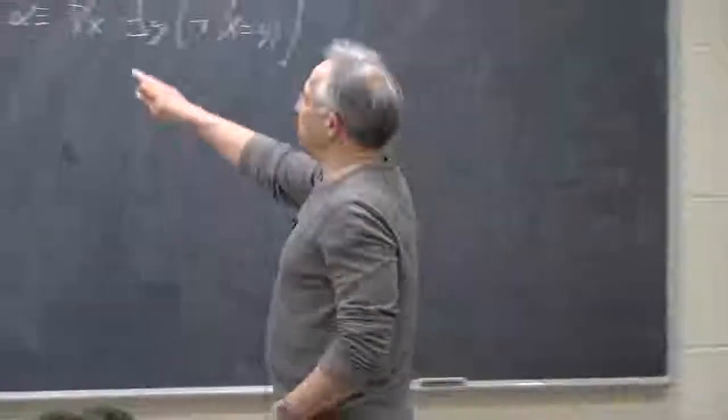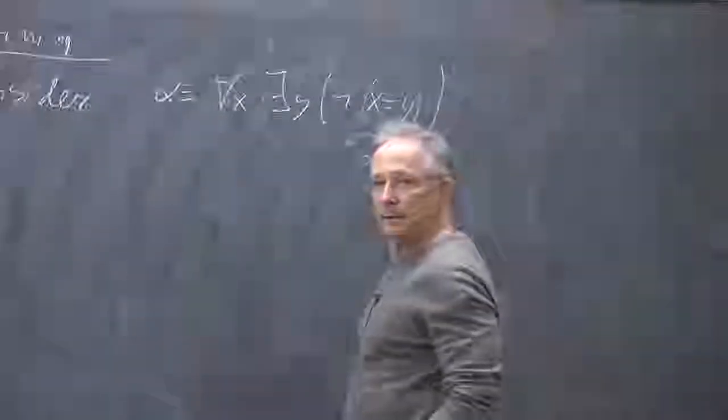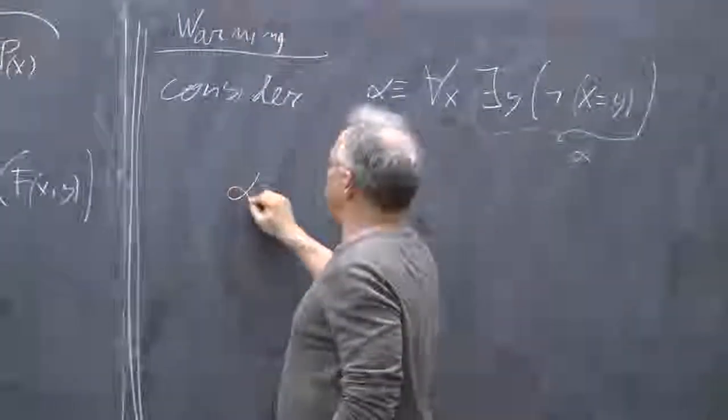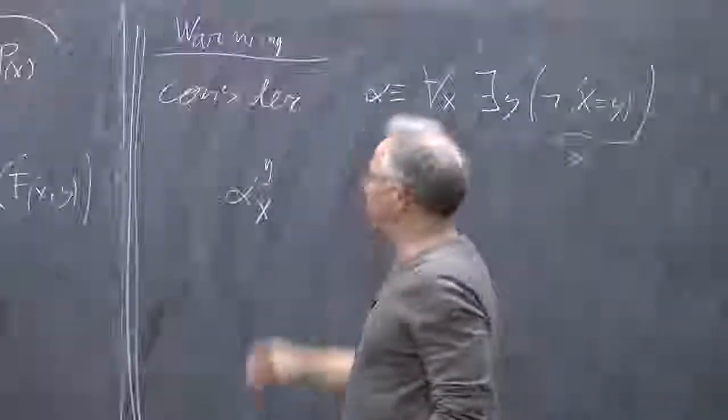Okay. Now what will happen? So I have here something which is of the form for all x alpha. So what will happen when I substitute y for x in alpha? What will I get?